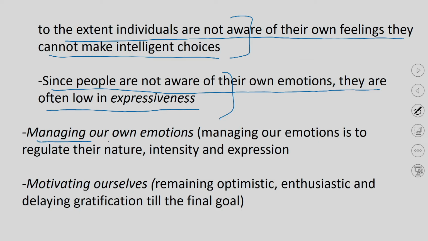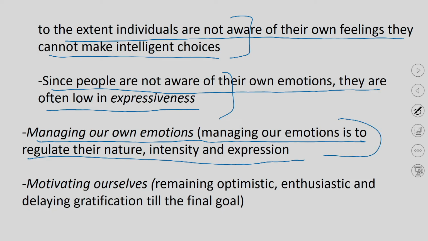The second factor is managing our own emotions. Managing our own emotion is to regulate their nature, intensity and exposure. Can you manage emotions? If somebody makes you emotional, can you manage your response? That is another question. We will look into emotion in the next section, perhaps the next lecture, where I will describe what emotion is, and then maybe you will have a better understanding. Third, motivating ourselves: remaining optimistic, enthusiastic and delaying gratification till the final goal.